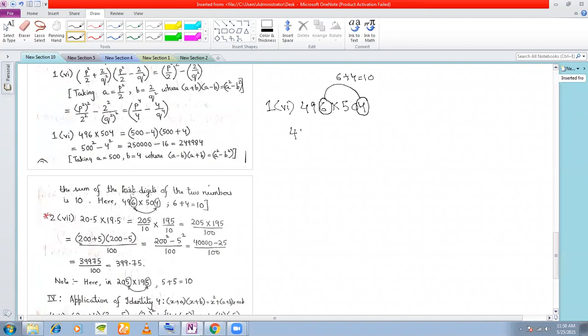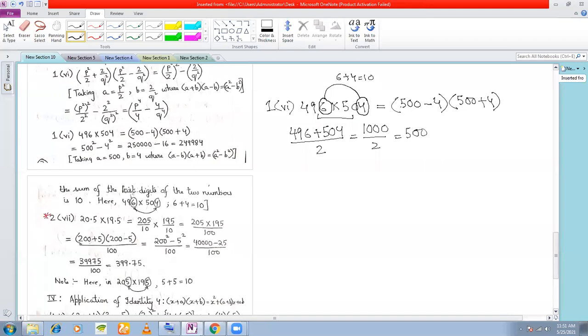first add 496 plus 504 and divide by 2. I take the two numbers, add them, and divide by 2. How much will I get? I will get 1000 by 2, which is equal to 500. Now that I have 500, the first number can be written as 500 minus 4, and the second number can be written as 500 plus 4. Is this clear? Or any questions you have?